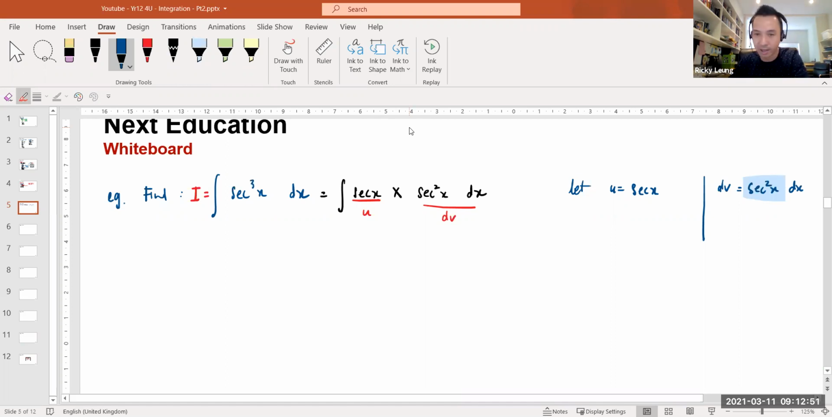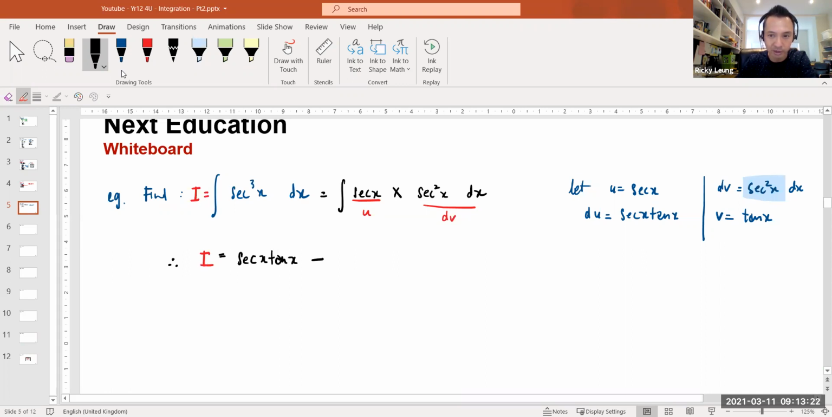So when I do this, differentiate u to get du. Now, I know that if I differentiate sec, I get sec tan. If I integrate v, I get tan. Yeah, that's nice. Let's do by parts. So I know this guy, therefore, I, which is my sec cubed, equals, by parts, sec x tan x, uv, minus the integral of sec times tan squared.